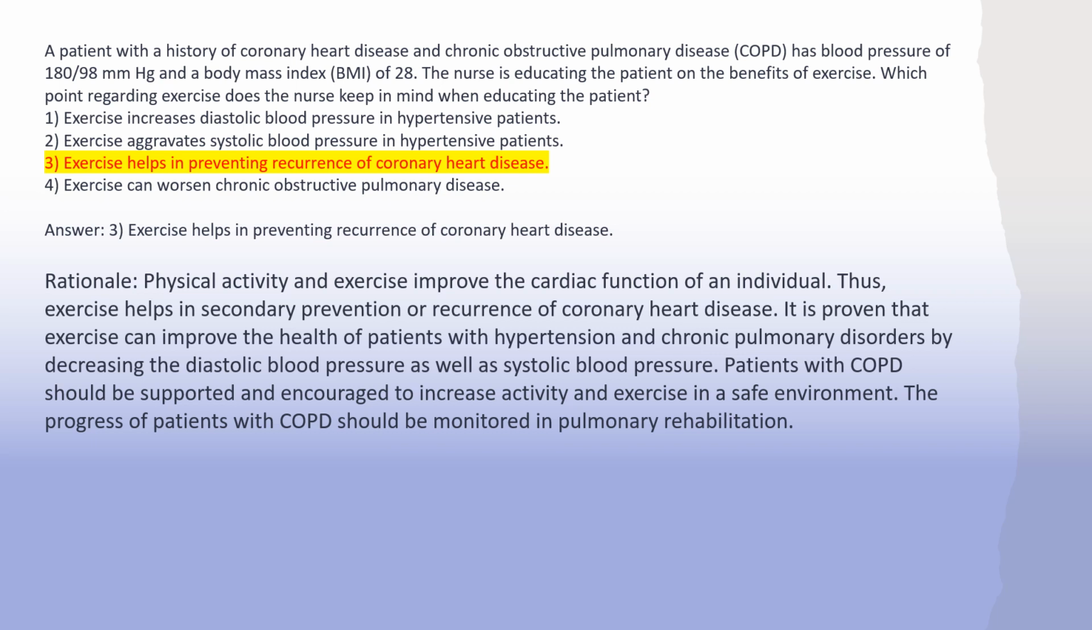Answer 3. Exercise helps in preventing recurrence of coronary heart disease. Rationale. Physical activity and exercise improve the cardiac function of an individual. Thus, exercise helps in secondary prevention or recurrence of coronary heart disease. It is proven that exercise can improve the health of patients with hypertension and chronic pulmonary disorders by decreasing the diastolic blood pressure as well as systolic blood pressure. Patients with COPD should be supported and encouraged to increase activity and exercise in a safe environment. The progress of patients with COPD should be monitored in pulmonary rehabilitation.